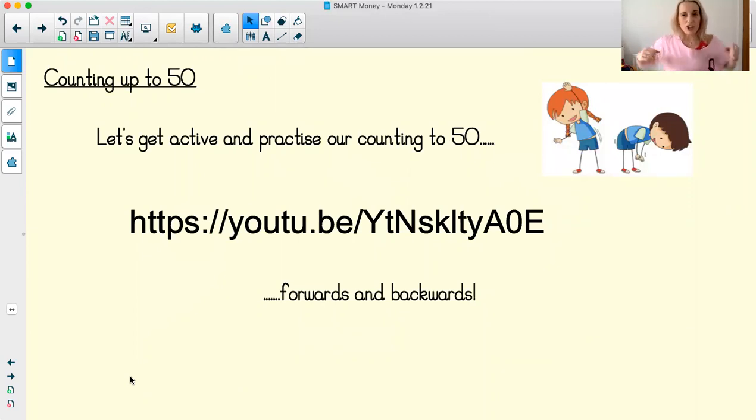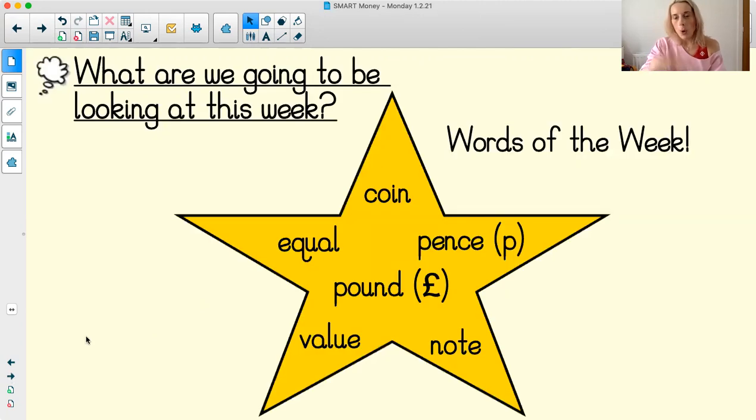So this one, we're going to jump up on our feet. We're going to click on our little YouTube link that I've left in Class Dojo, and this song is going to take us through counting up to 50 whilst getting really active. And if you're feeling brave, it takes you all the way backwards again as well, from 50 to 1. So give it a go. I hope you have fun. Enjoy it. Pause the video whilst you give it a go. Fantastic. Well done. Are we all out of breath now?